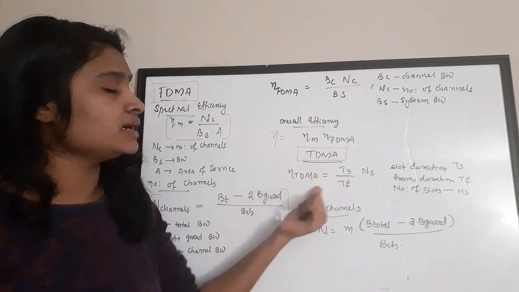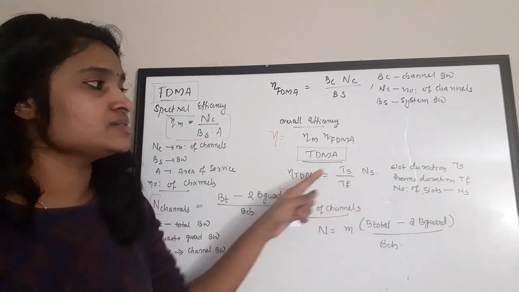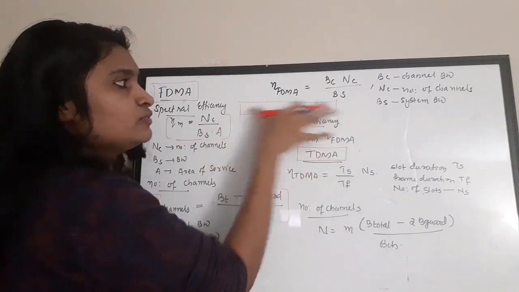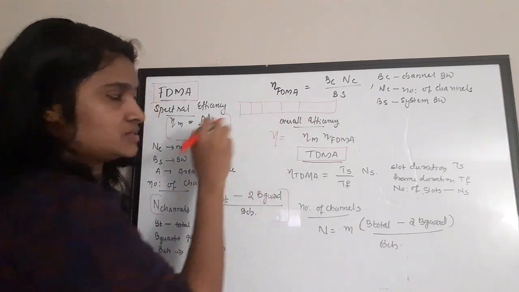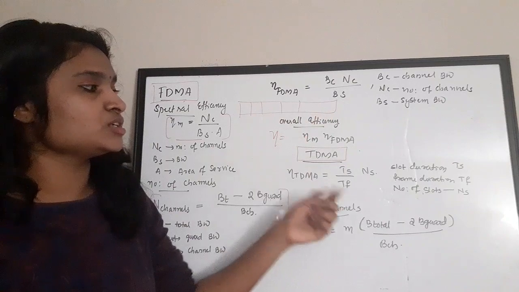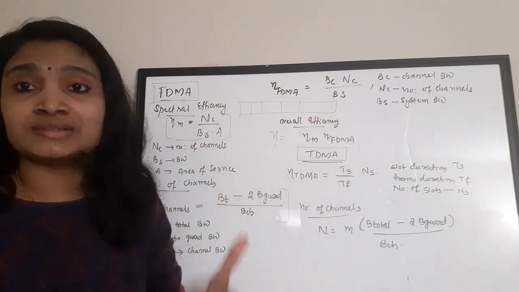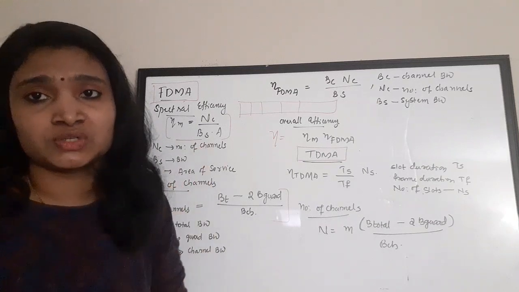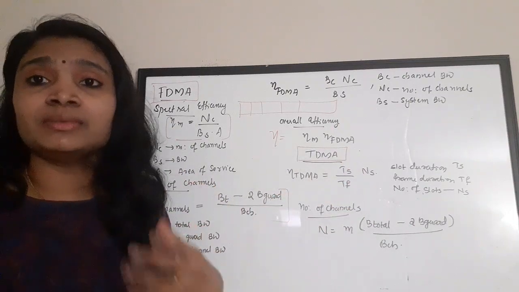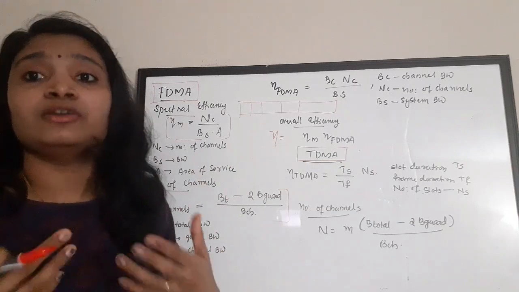Okay, next is TDMA. For TDMA efficiency, eta TDMA is equal to TS by TF into NS, where TS is the slot duration. Okay, so for a TDMA system, there will be an entire frame. It will be divided into various slots. So that is the concept. TS is the slot duration, TF is the total frame duration, NS is the number of slots. It gives the TDMA efficiency, that is how efficiently TDMA allocation has been done. Eta TDMA means the TDMA efficiency.